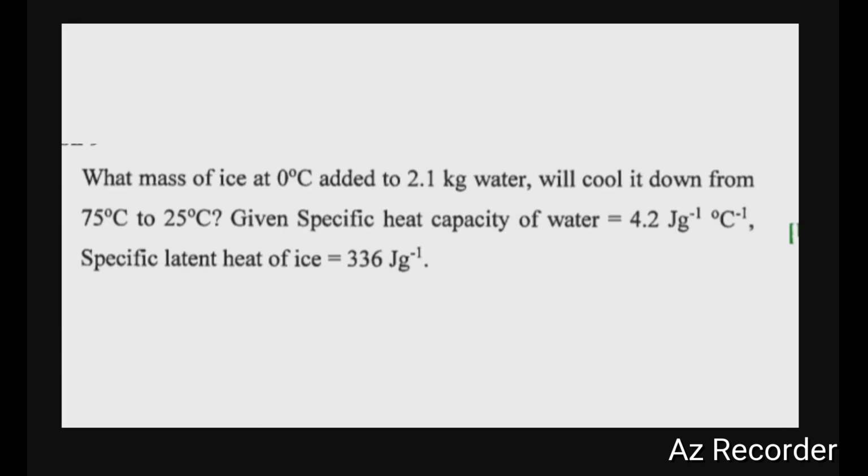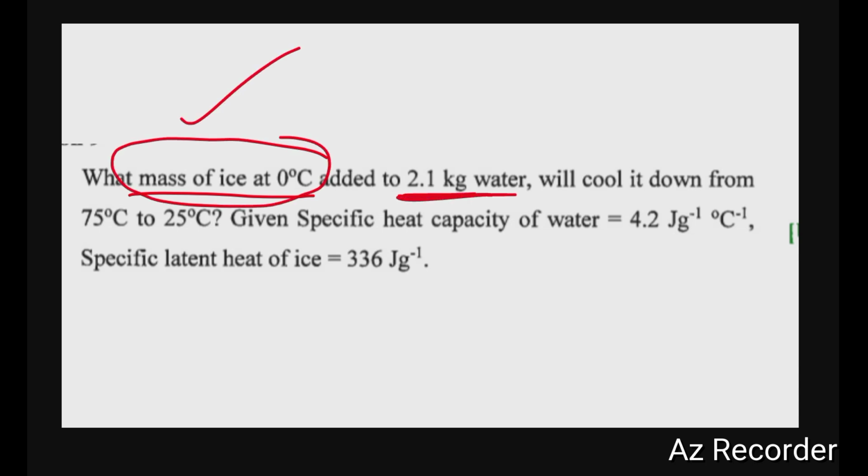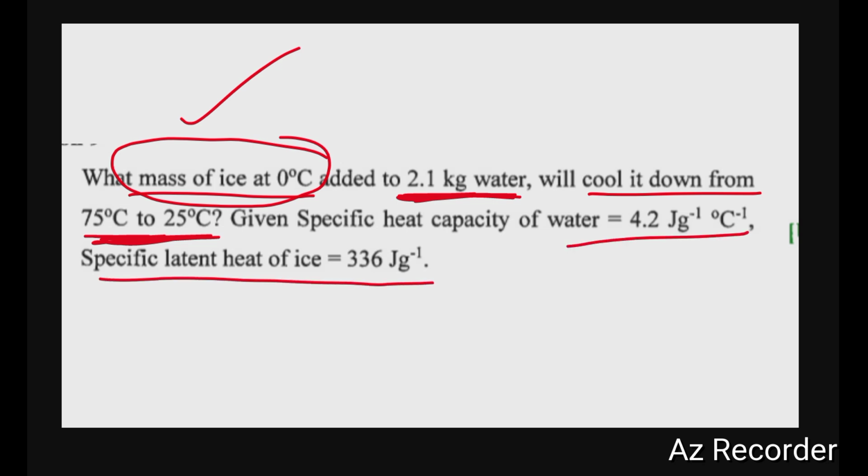So now let's move on to the other question. Here it's given: what mass of ice at 0 degrees Celsius must be added to 2.1 kilogram of water to cool it down from 75 degrees Celsius to 25 degrees Celsius, given the specific heat capacity of water and that the specific latent heat of ice is 330.